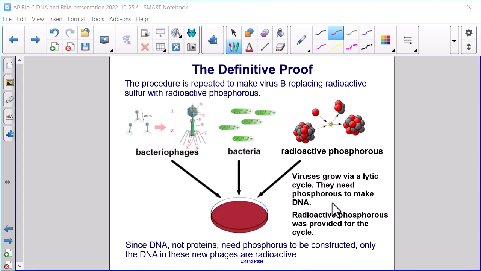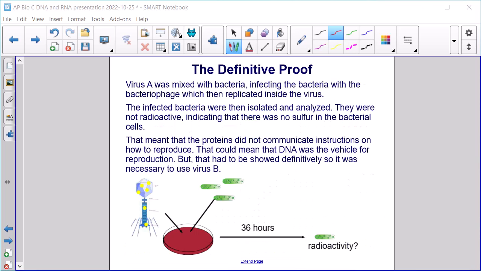They need phosphorus to make DNA. So radioactive phosphorus was provided for the cycle. Since DNA, not proteins, need phosphorus to be constructed, only the DNA in these new phages are radioactive. So in virus A, the protein needed the sulfur, so it would be radioactive. And in virus B, the DNA is what needed the phosphorus and would therefore be radioactive.